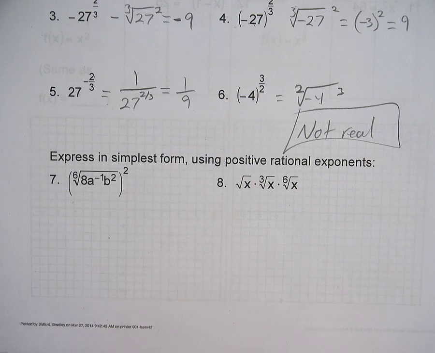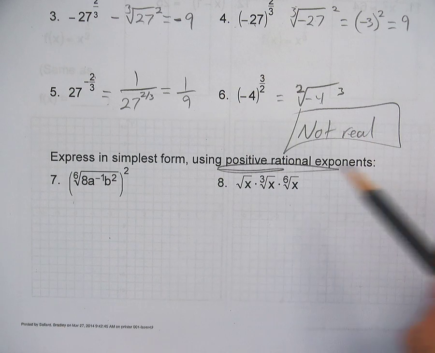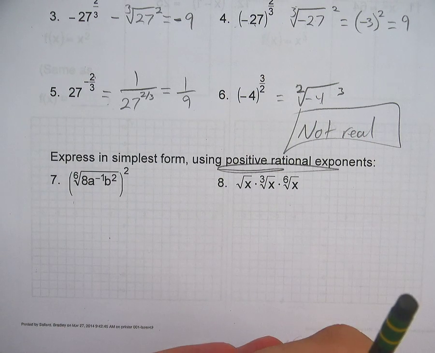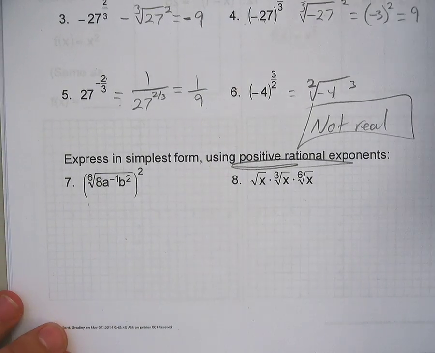So express in simplest form. Use positive rational exponents. Major here. Positive rational exponents. You have to use positive exponents here. Never leave any negatives. You knew that already.